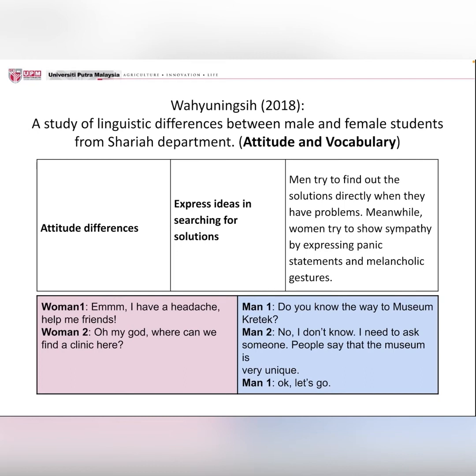find out the solution, while women are more likely to express the inner side of their feelings before finding out how they are going to find the solution for certain situations or problems that they encounter.